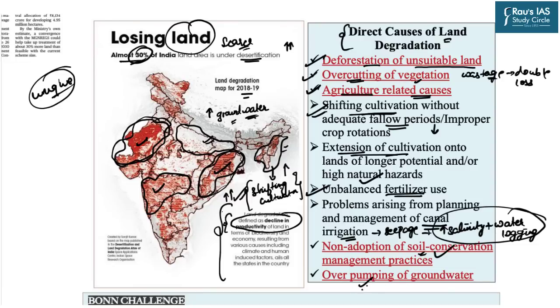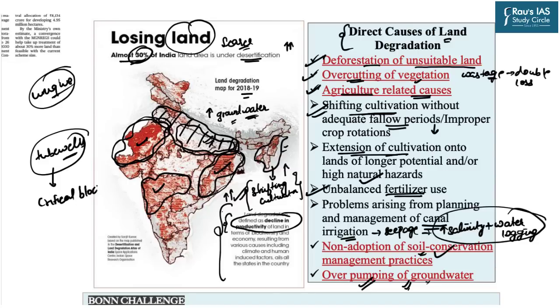And last is over-pumping or over-extraction of groundwater. It has been reported that the Punjab, Haryana, UP, and Bihar plains are highly vulnerable to this very problem because of excessive digging of tube wells and excessive use of groundwater. The number of critical blocks in these areas is rising. Critical blocks are basically those areas which lack groundwater or where the groundwater table has gone beyond certain levels. So these are some of the direct causes of land degradation as well as desertification.